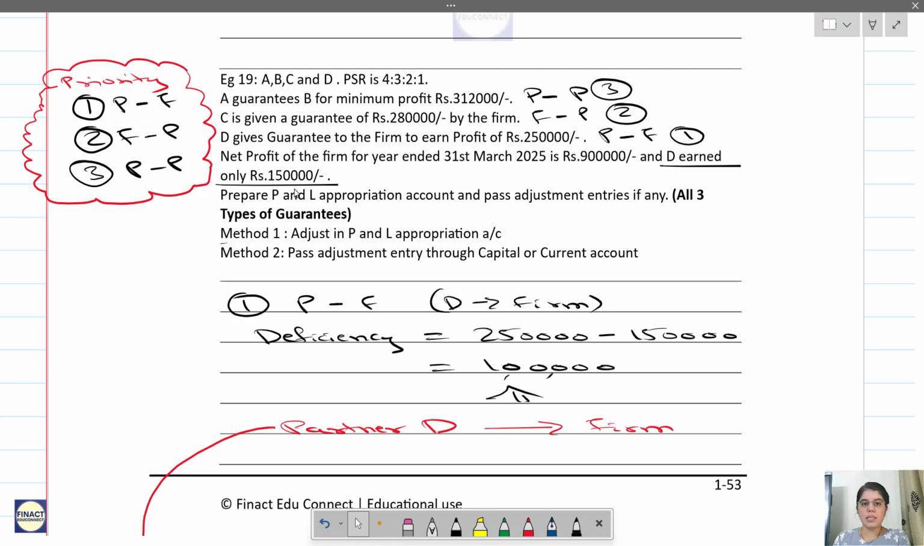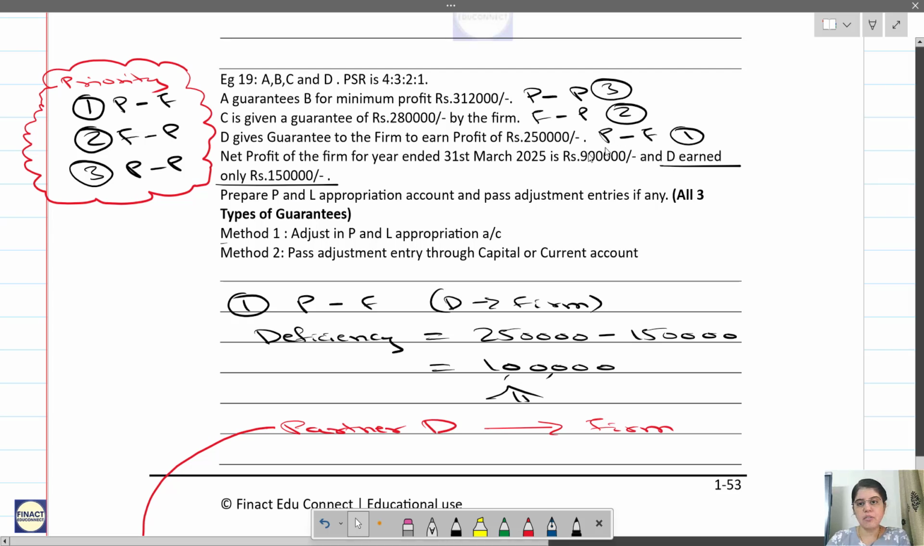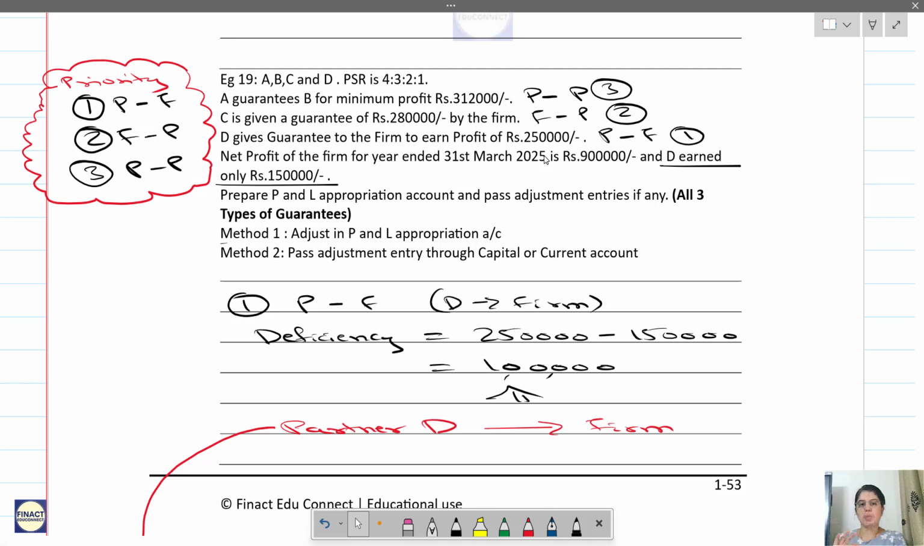But here what partner D is saying is that from my business, whatever business I am bringing to the firm, will earn a minimum profit of 2,50,000, but he was able to bring in so much business only which could earn a profit of 1,50,000 out of 9 lakh. Okay, so this 1,50,000 is a part of 9 lakhs. You understood that, no? No confusion over here. Once they have earned this 9 lakh rupees as profit, they analyzed how much profit is earned by each partner. I mean, how much business is brought in by each partner.